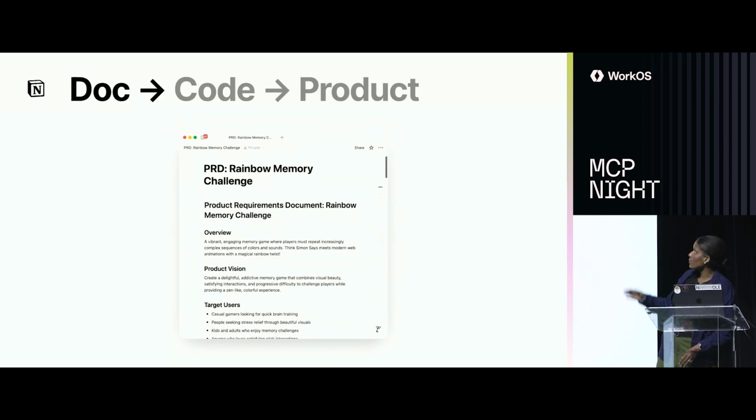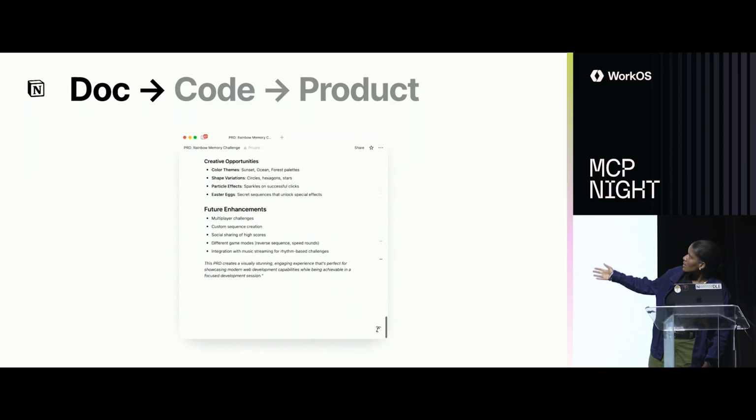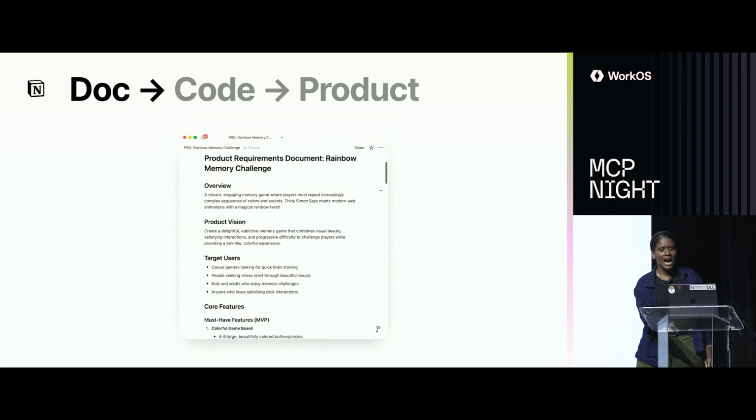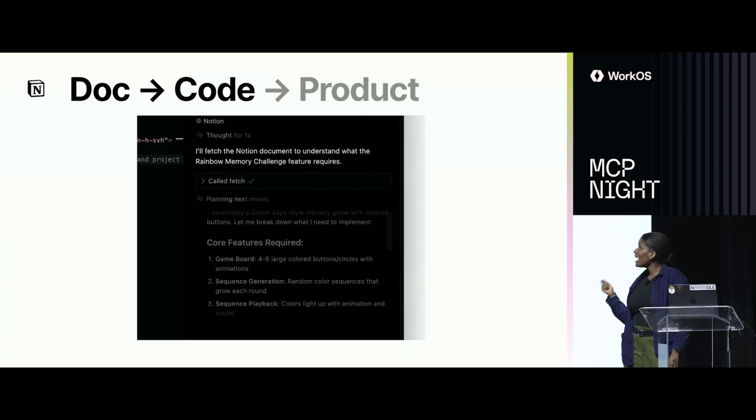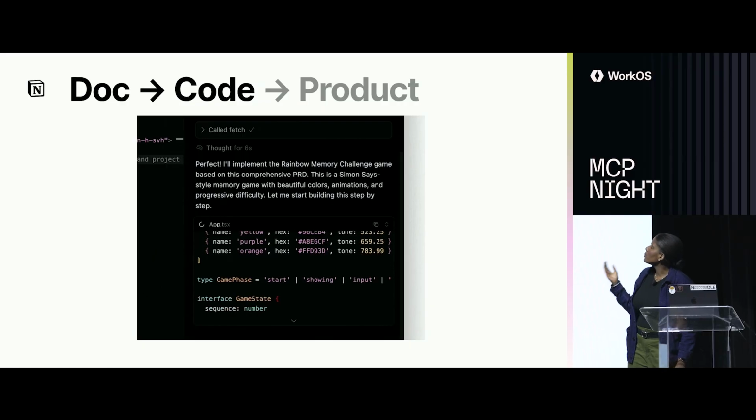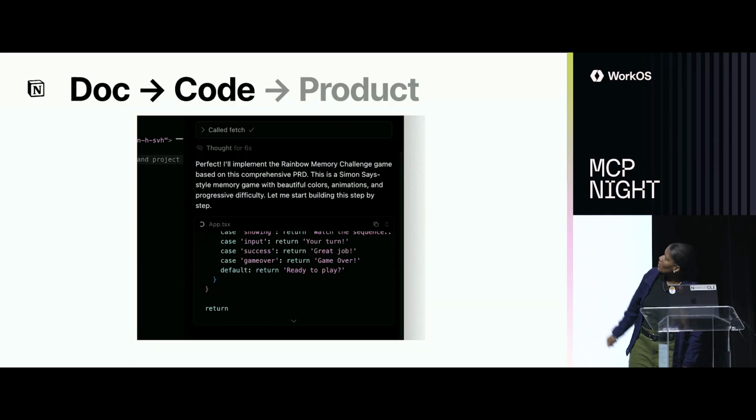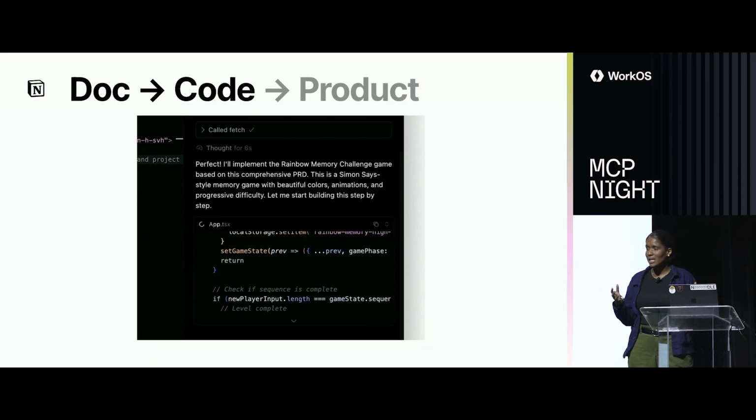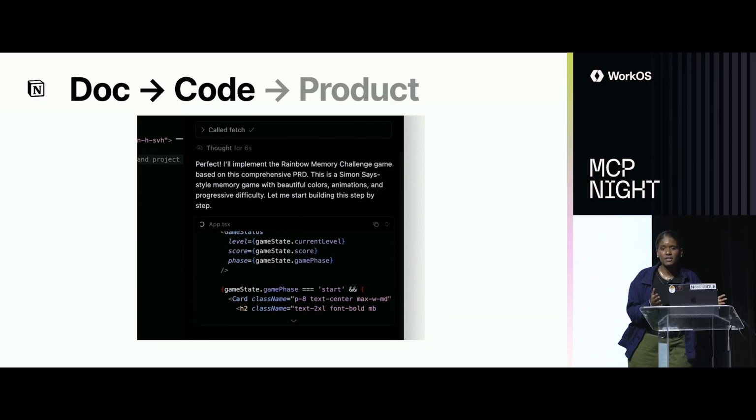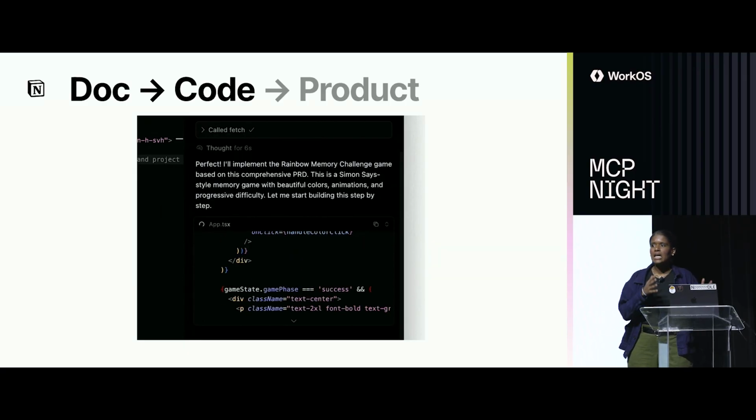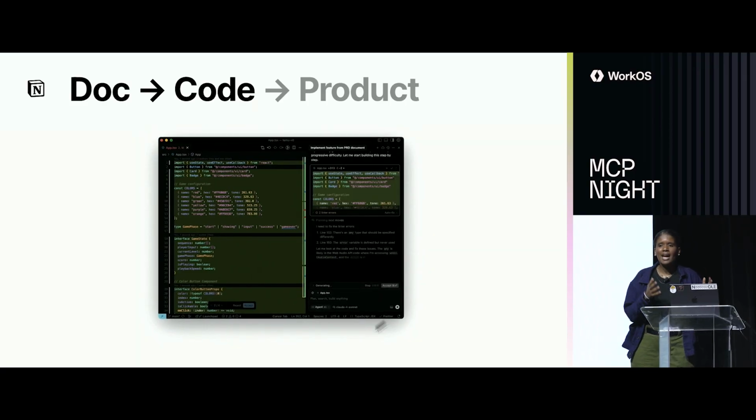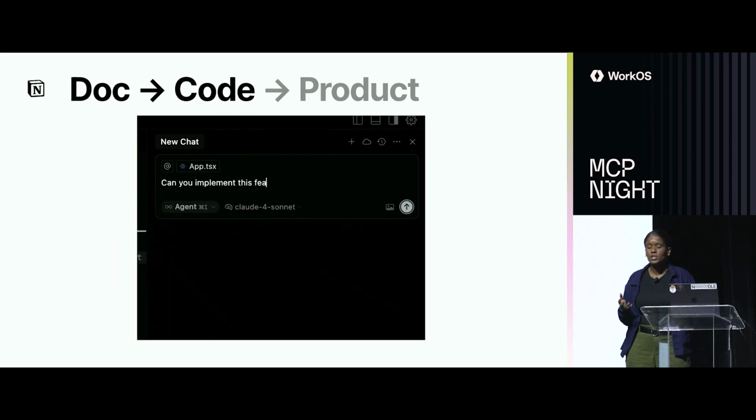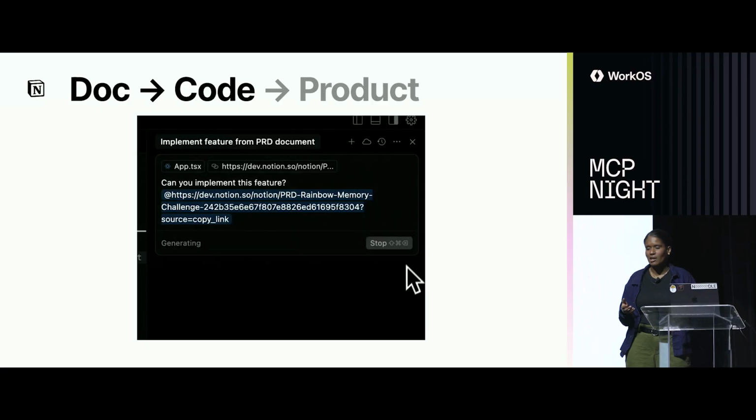So say you want to go from doc to product. In this example, I've written a PRD for a rainbow memory game. I can jump right into Cursor and say, hey, can you implement this PRD for me? It's already running through everything. And you can imagine that we could extend this same exact use case to, say I already have some code already implemented, right? And I can also prompt Cursor to say, hey, did I miss anything in this PRD? Or even update the PRD itself to reflect the actual product functionality.